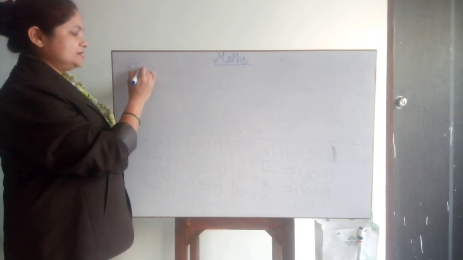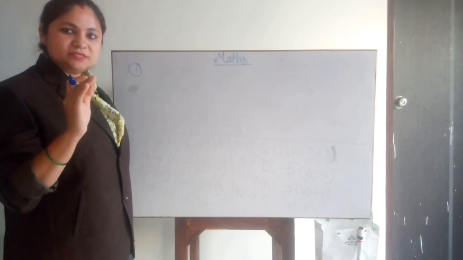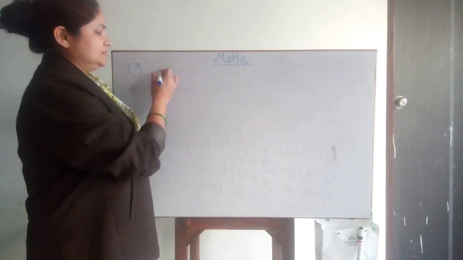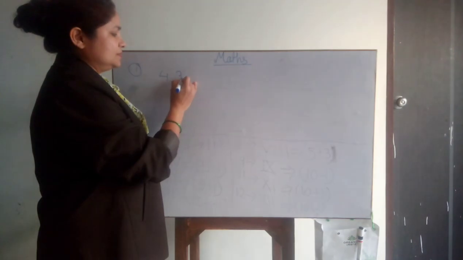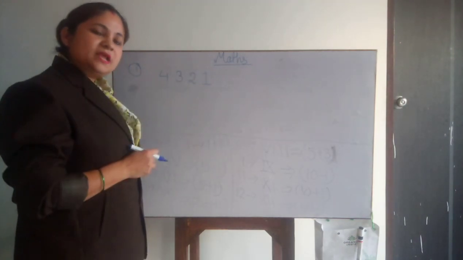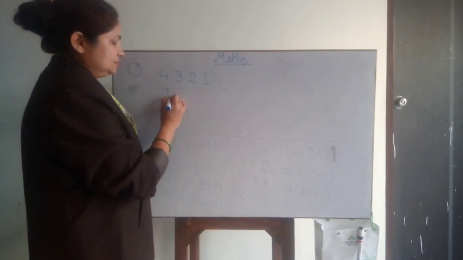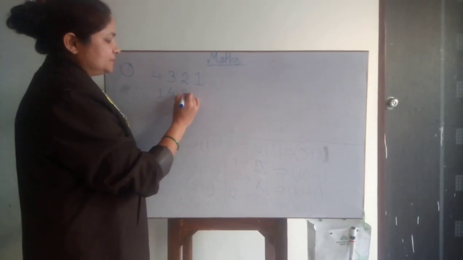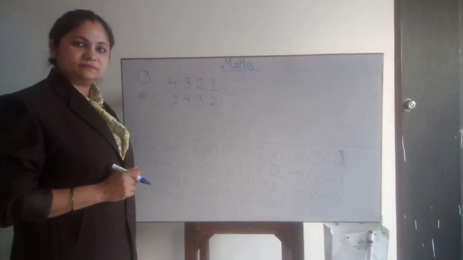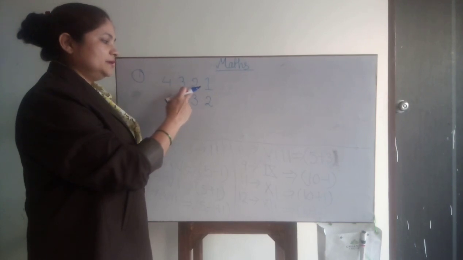The first one: there are two numbers, any numbers we can take as per our convenience. For example, the first number is 4 3 2 1. Okay, and the second number is 1 4 3 2. So this is our first number, 4 3 2 1.